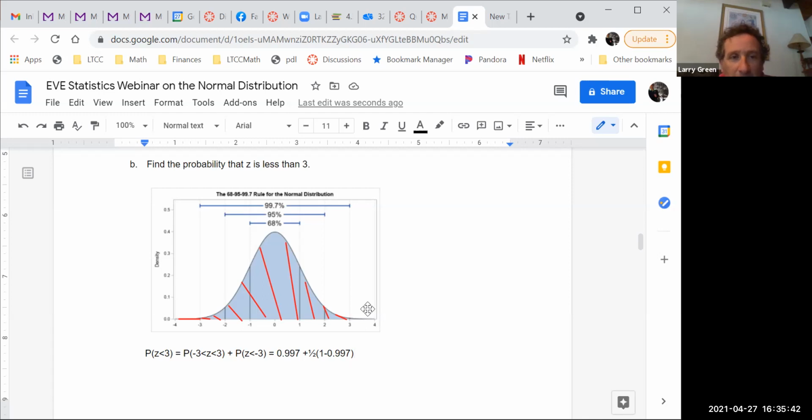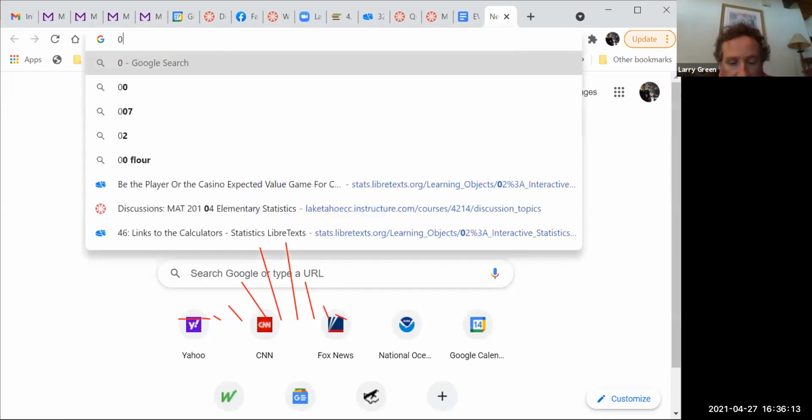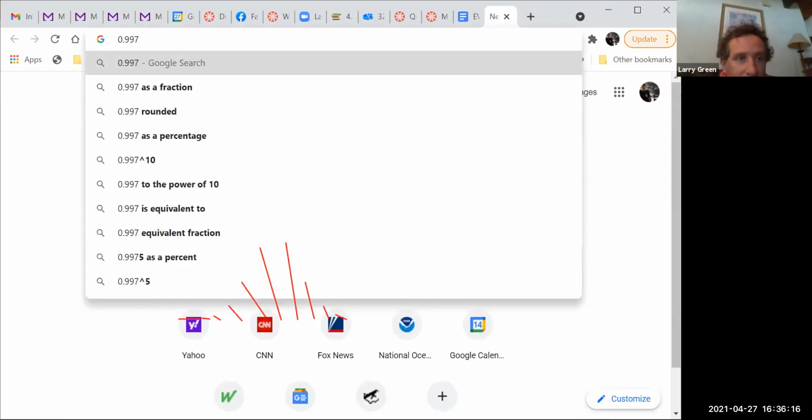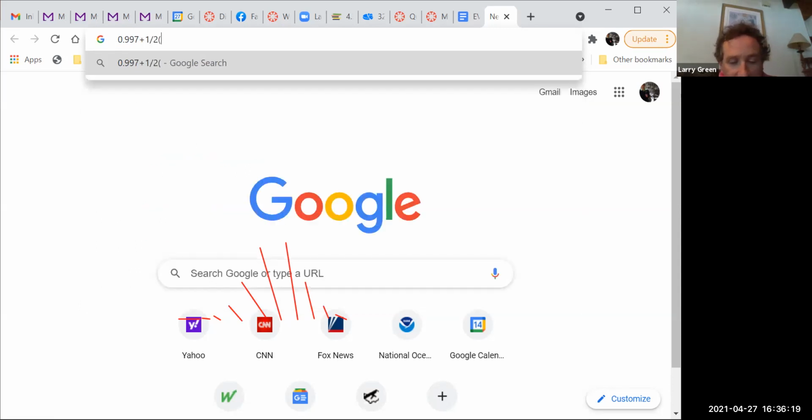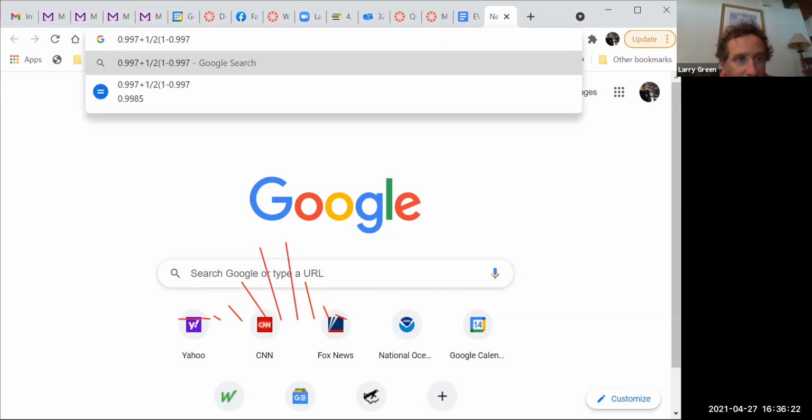So you probably agree this is a lot harder than part A, but not impossible. You just have to break it up and realize you have symmetry, which means the left and right are the same. So if you just want the left and you have both, you divide by 2. And we also have the rule of complements, which means that if you have the inside, then the outside is 1 minus that. And then the rest is just busy work. We can pop it in the calculator: 0.997 plus 1 over 2 times 1 minus 0.997, and you get 0.9985, which is what Google gives me.